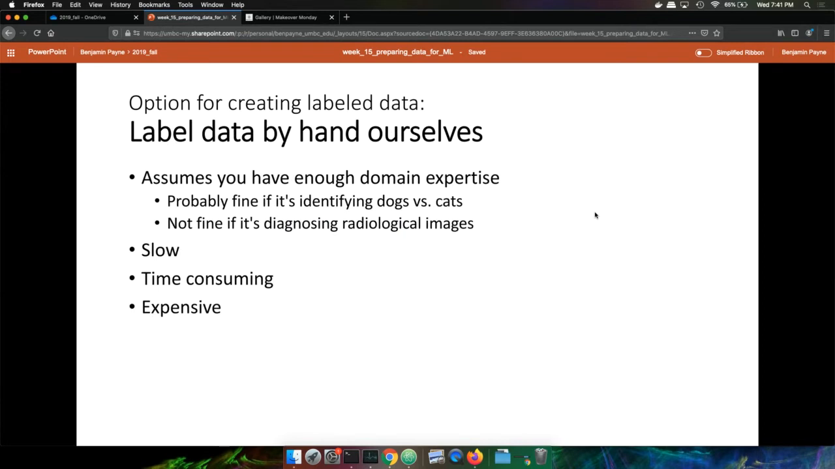All right. So obviously doing it by yourself is sometimes not practical, right? If you're trying to diagnose breast cancer from an x-ray or CT scan, you need to have an expert, and an expert's time is very expensive, right? Having a radiologist at $500 per hour tell you what this picture looks like doesn't scale very well for a million images.